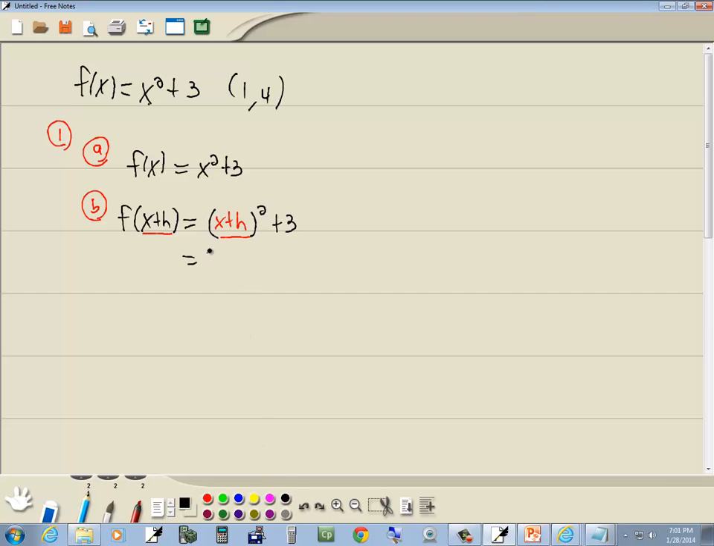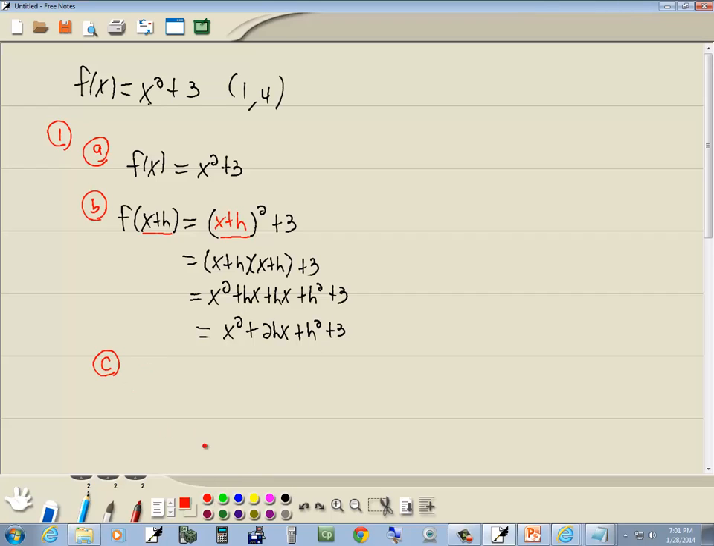Now x plus h squared is x plus h times x plus h, plus 3. x times x is x squared, x times h is hx, h times x is hx, and h times h is h squared, plus 3, which gives us x squared plus hx plus hx is 2hx, plus h squared plus 3.